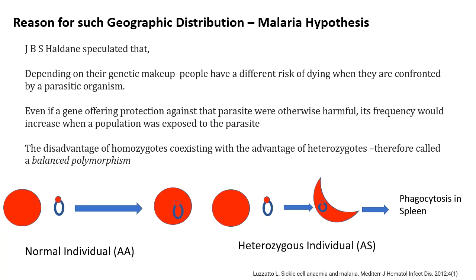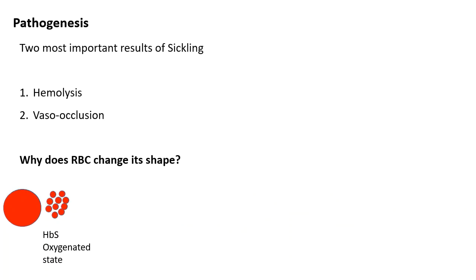That is how the protection is there for the heterozygous individual. Now, why does sickling occur? Or if sickling occurs, what are the consequences of it? So, two most important results of sickling are hemolysis and vasoocclusion. But why does this RBC change its shape?